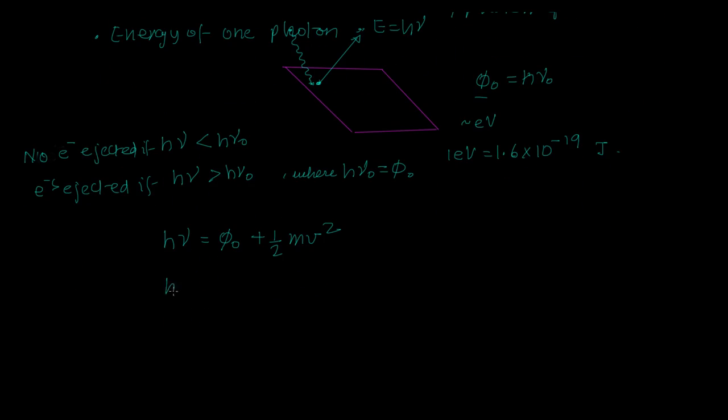We have seen in the last video that h nu is equal to phi naught plus half mv square, which is nothing but eV naught. We have seen that. That was a measure of the highest kinetic energy of the electron, because we were able to apply an opposite negative voltage and bring the current to zero. So this is what is known as Einstein's photoelectric equation. This or that, they indicate the same thing.